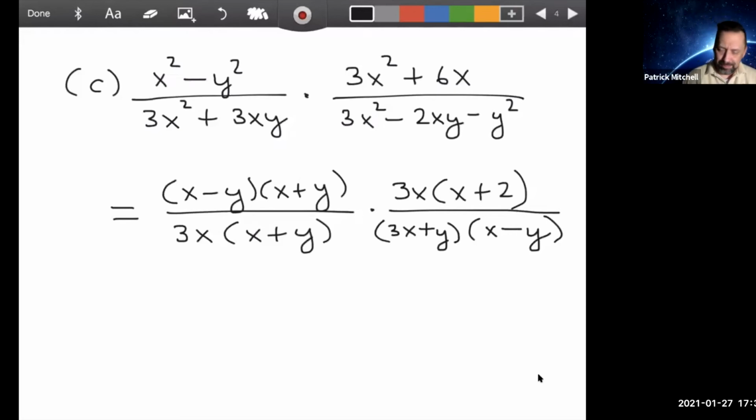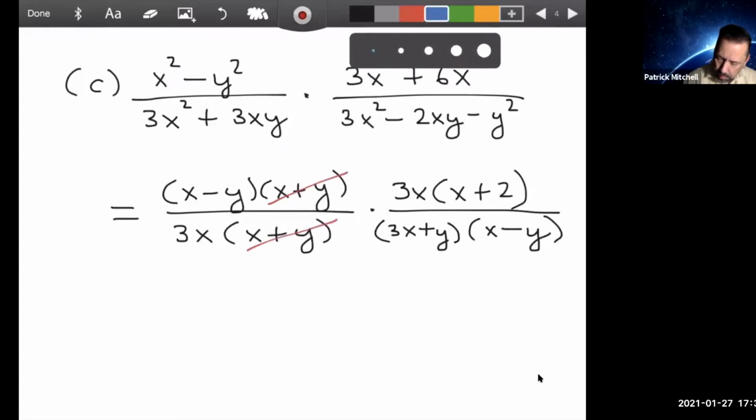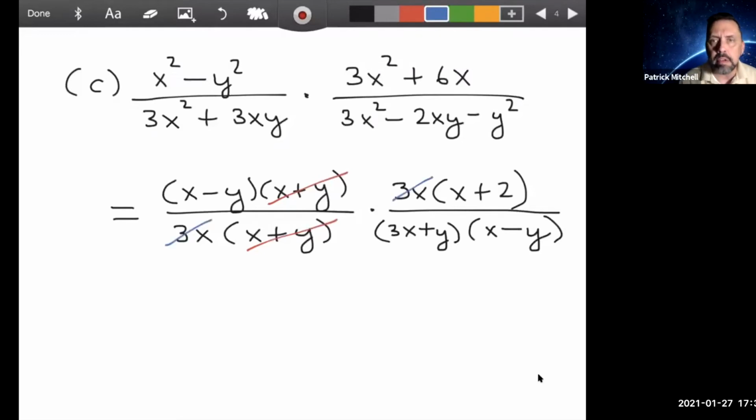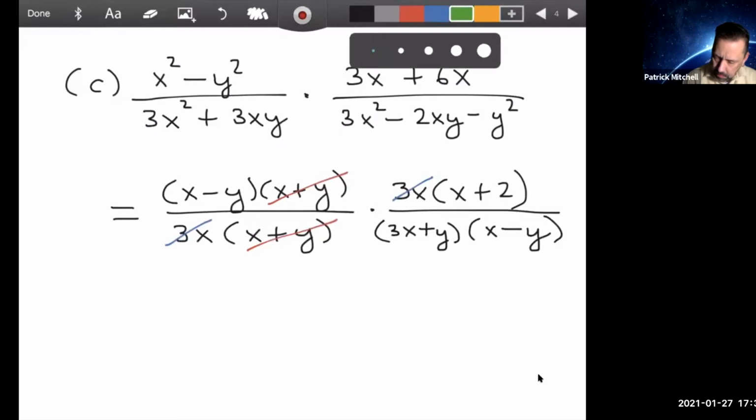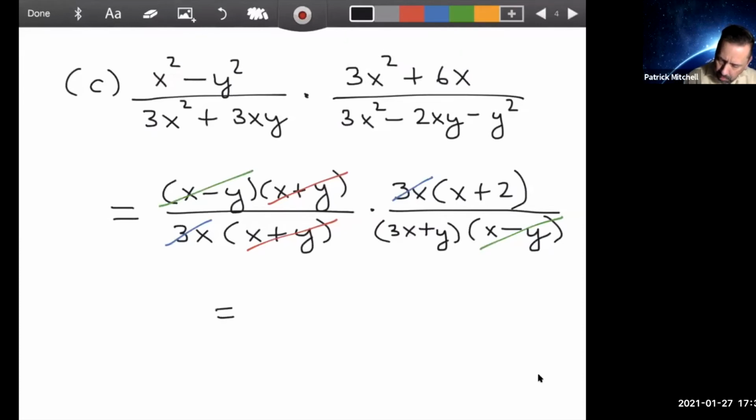All right, and now my favorite part. We get to cross stuff out. So the first thing I'll cross out is x plus y. Next thing I'll cross out is 3x. You could cross out the 3's and then the x's. They are separate factors. But since I have both of them, I'll just go ahead and cross them both out. And then the other thing I see is x minus y. I have one here and one here. All right, so final answer, x plus 2 over 3x plus y.